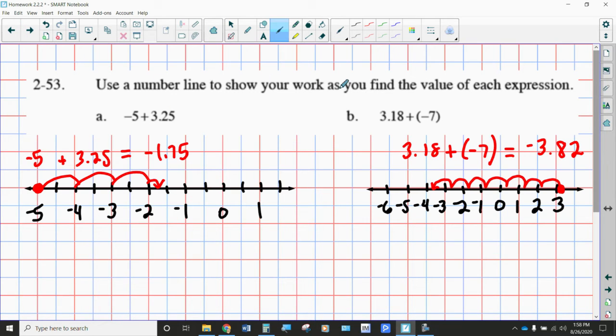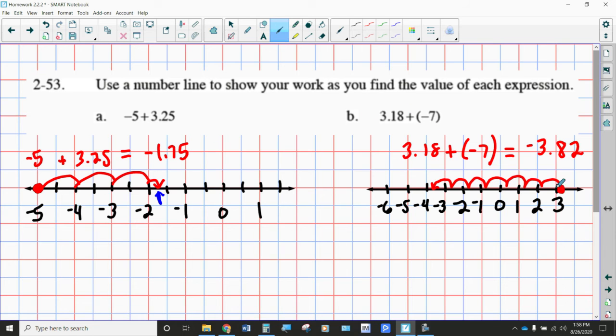Use the number line to show your work as you find the value of each expression. Okay, so you're going to start at -5, and then you're going to add 3.25. So you're going to go 1, 2, 3 units. Oh, wait, hold on. What am I counting by here? 1, 2, 3 units, and then another quarter of a unit stops you right there. And this number is in the negatives still. That's why we got a negative answer. And this is how many units away from 0? 1 1/2, 1 3/4. So it's -1.75.